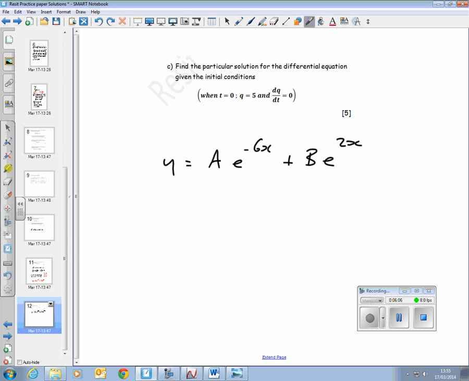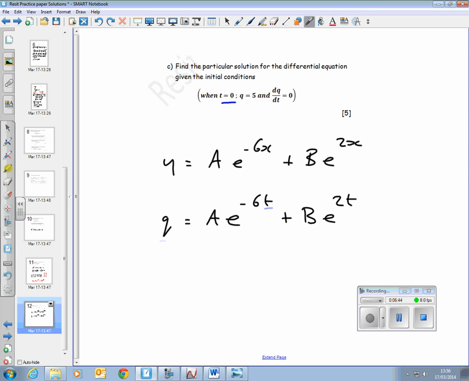So, to do this, we can put in, when t equals 0, or actually we've used x, but this represents t and q, so actually we're using q and t in here. We've got that q equals A e to the minus 6t plus B e to the 2t. So we've got some values. We know that when t equals 0, q equals 5, so we could put them in here and find one equation. But we need a second.